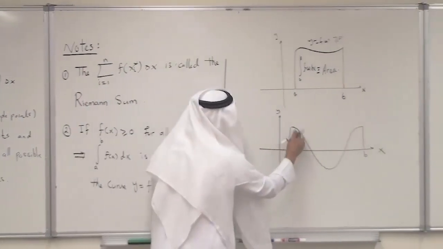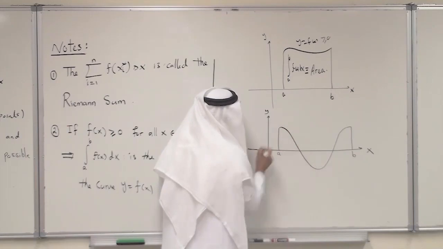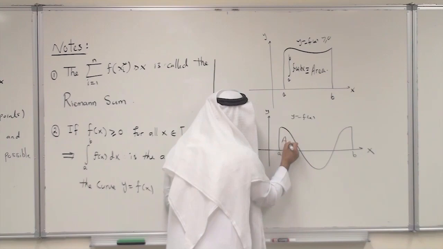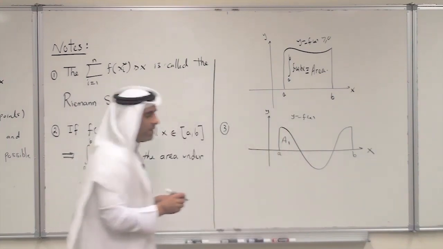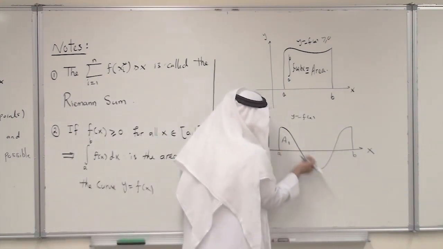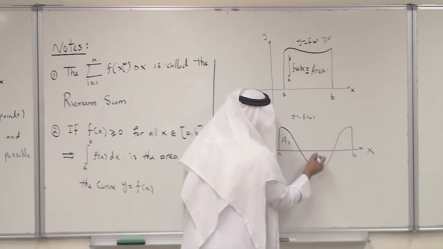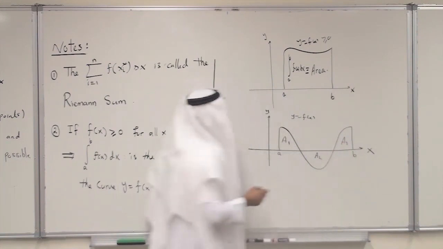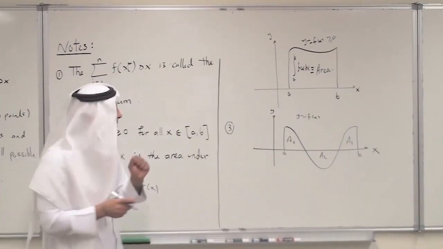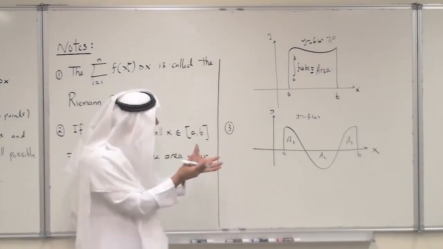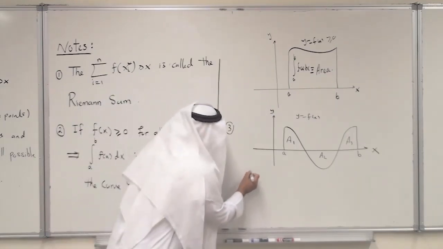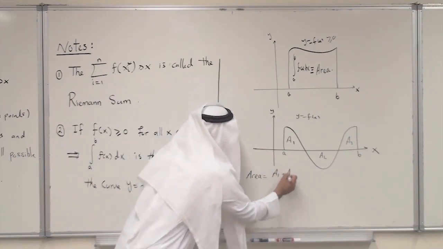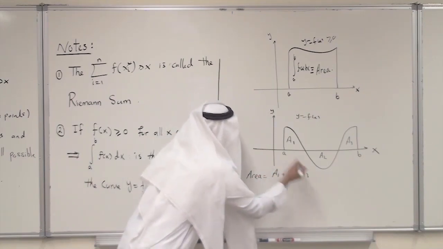For sure, this portion of the graph between the x-axis and the curve y equal to f of x, I will give it the name A1, area number 1. And this area here, which is bounded between the graph and the x-axis, I will call area number 2. And here I have area number 3. Now, if someone asks what is the area bounded between the curve and the x-axis? Simply, the area is equal to the sum of these areas, A1 plus A2 plus A3.